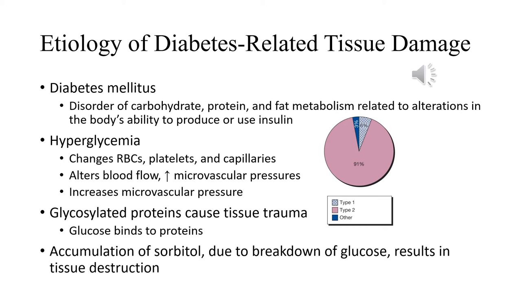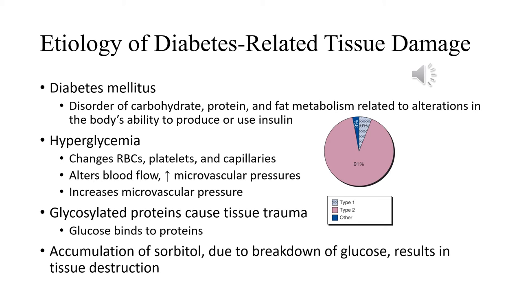So the etiology of diabetes-related tissue damage is patients have hyperglycemia, or elevated blood sugars, and that changes the red blood cell function, the platelets and the capillaries, and that alters our blood flow. So we actually have ischemia in these local areas. These vessels start to harden and they're not very responsive, so it increases microvascular pressure. The proteins in the area also become glycosylated, so we'll start to see increased rigidity in that area and fibrosis, and that can cause tissue trauma in the local area as well.